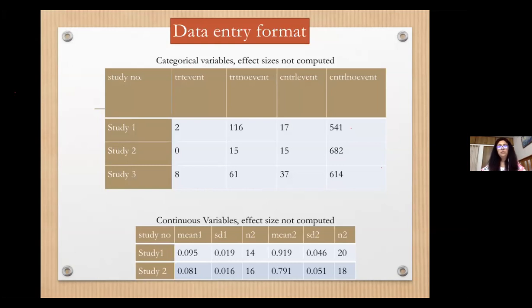For continuous variables, where you don't have the effect size, you just have the data, you need the mean and the standard deviation of each, the treatment and the control, and the number of patients in each group, right? So this is how you need your data to be entered in Stata and your Excel also, right, initially.